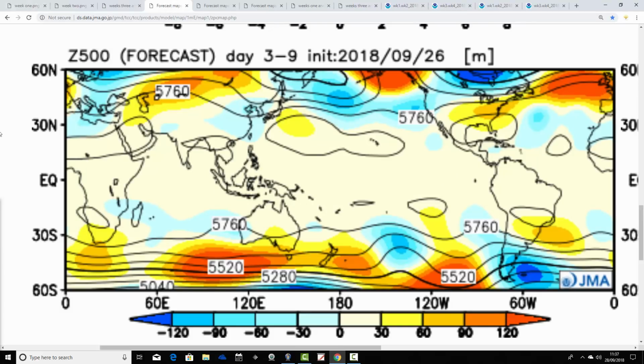Let's have a look at the mid-latitude and tropical view in terms of temperature and precipitation anomalies. The British Isles is just here in the top right-hand corner of the chart as we're looking at it.